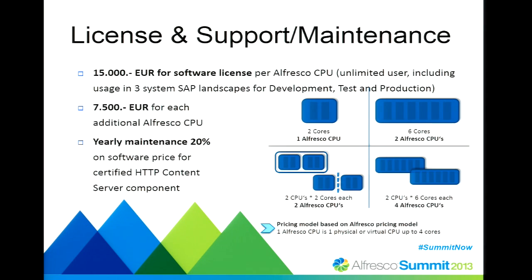And for each additional Alfresco CPU, so if you have more cores, then it's 7,500. So it depends on how many Alfresco CPUs you're using. So pretty easy model, and the maintenance is 20% of the software price yearly. And as I mentioned, next year we will maybe have another pricing model.